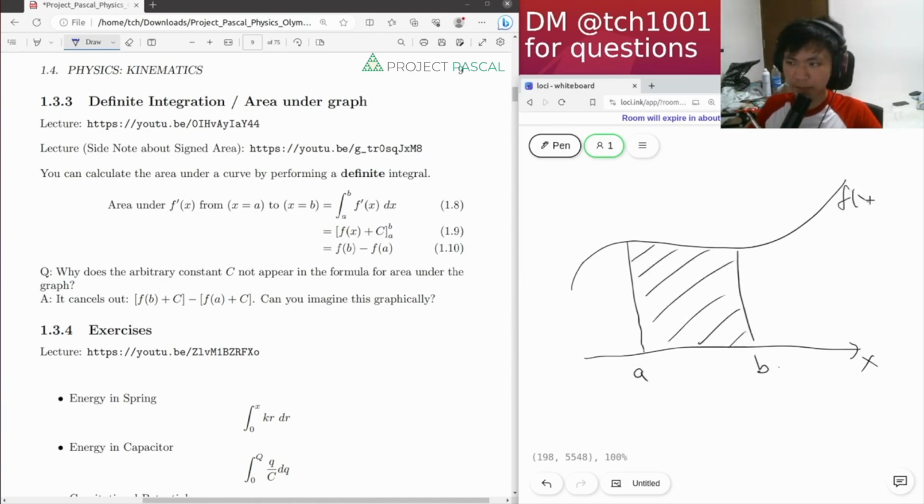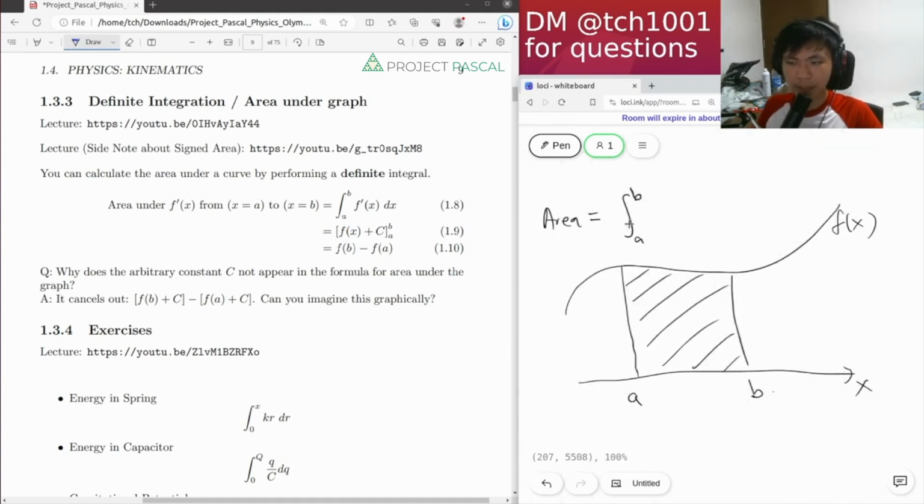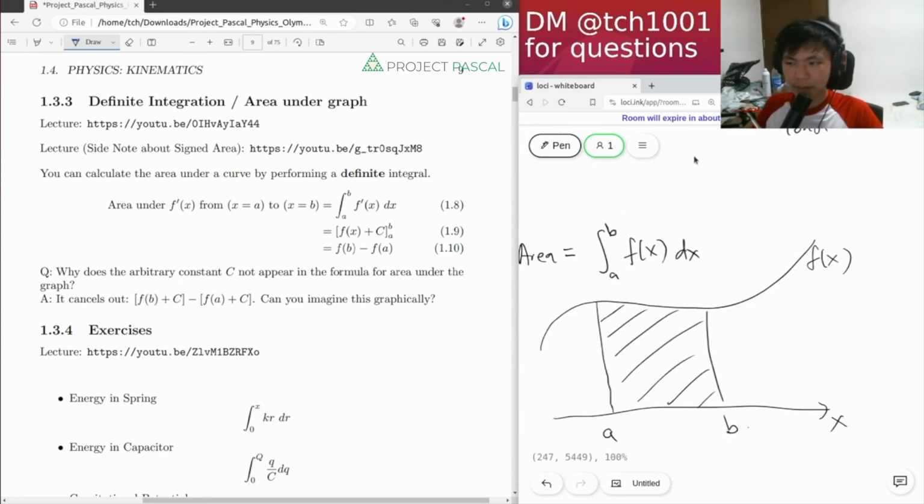So if this function we label as f of x, then the area is given by what we call a definite integral from A to B, and we denote that by putting A and B at the bottom and the top of the integral sign. Then we write f of x dx. Now suppose that the antiderivative of f of x is big F of x. In other words, if I differentiate big F of x, I get small f of x. Then in this case, we're going to get big F of x plus c.